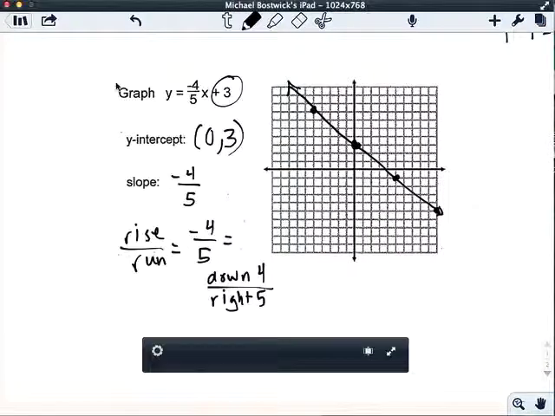Your job now is to try to complete the other side. I'm going to ask you to graph something, and I'm going to ask you several questions that rely on some of this information that we just went through.